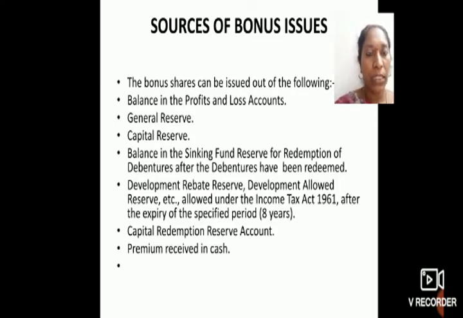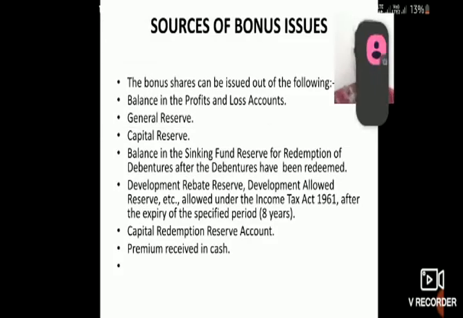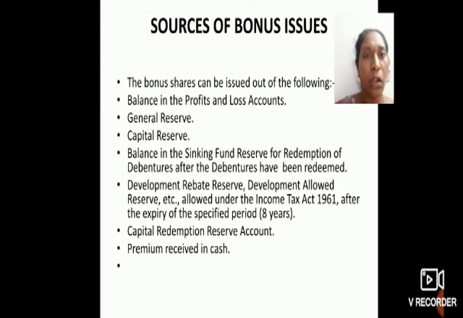From where will the company take the money for the respective bonus issue of shares? As I said already, bonus issue of shares is issuing shares to the shareholders free of cost. They will not collect money from the shareholders. Instead, they will take money from their own resources. So what are the resources they will use for a bonus issue of shares?